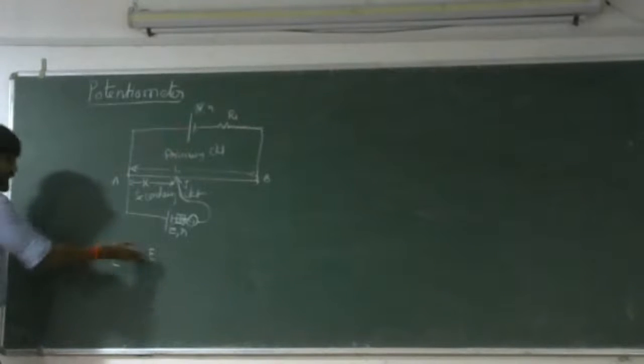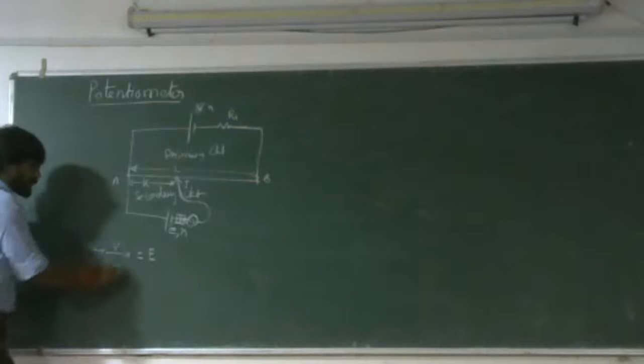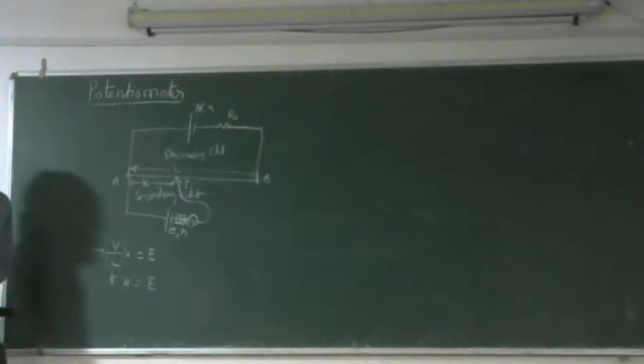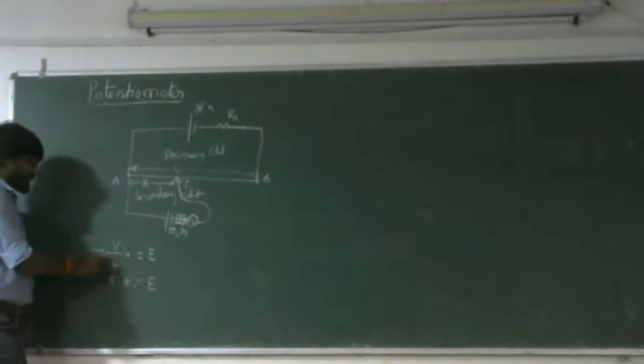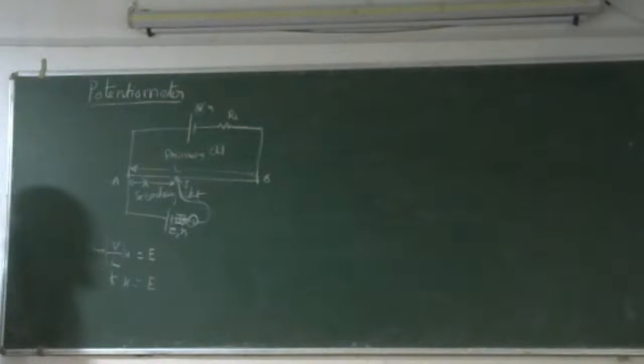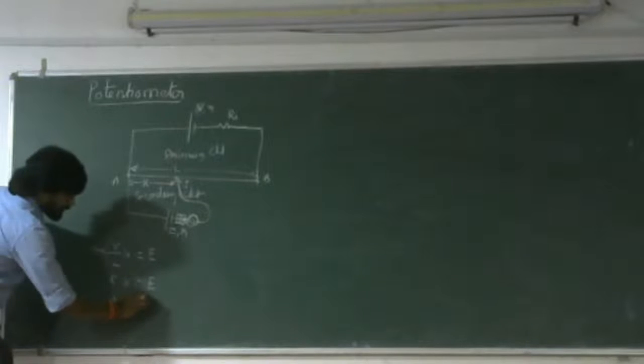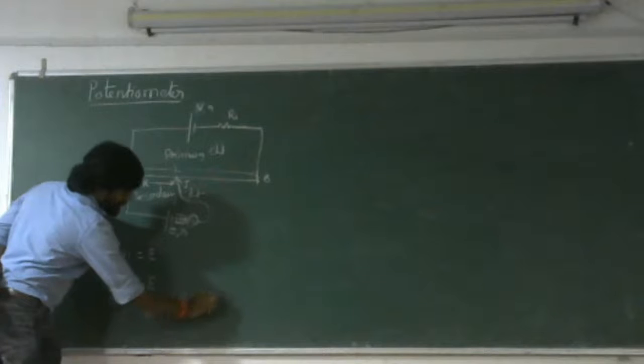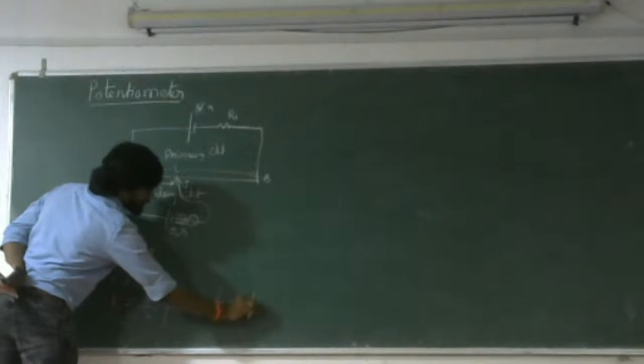So EMF is equal to V by L into X. The V by L is called the potential gradient, that is, potential per unit length. The change in potential with respect to distance is called the potential gradient. Or this can be expressed as K into X is equal to E, where K is equal to V by L, the potential gradient of the wire.